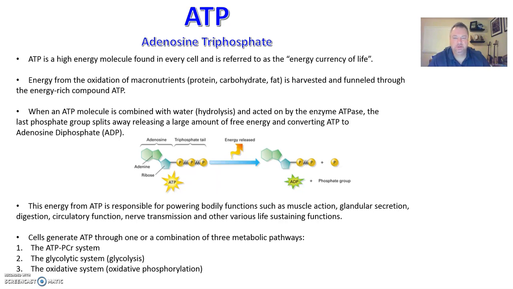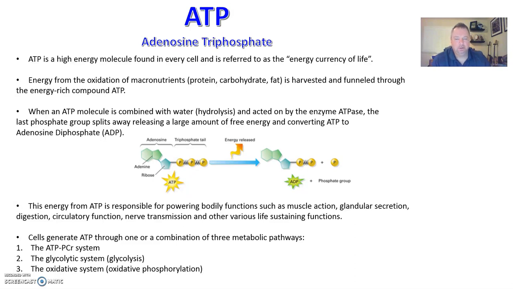So let's quickly talk about ATP. ATP is adenosine triphosphate. It's a high energy molecule found in every cell and is often referred to as the energy currency of life. Energy from the oxidation of macronutrients, proteins to a limited degree, carbohydrates, and fat, they're all harvested and funneled through energy-rich compound ATP.